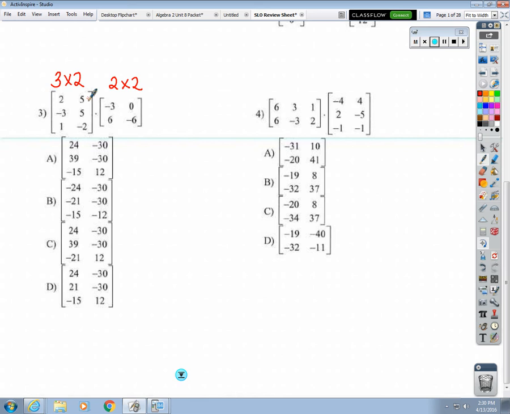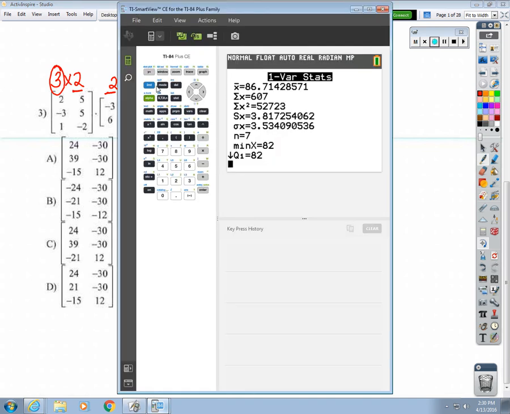For multiplying, they don't have to be exactly the same, just the insides when you put them side by side. The outsides tell you the dimensions of the answer. That doesn't really help us for this particular problem because every single answer is a 3 by 2. But if one of the choices were 2 by 2, you would know automatically it's wrong because it has to be a 3 by 2. Okay, so let's enter these in.